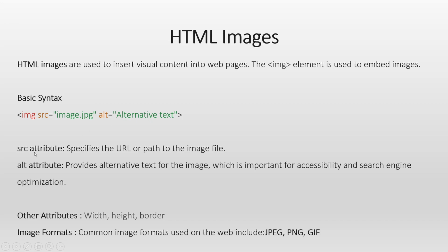So the source attribute is where we put the image from. And there are other attributes also for this image tag: width, height, border. For example, we can specify the width of the image, the height of the image, and the border of the image also.